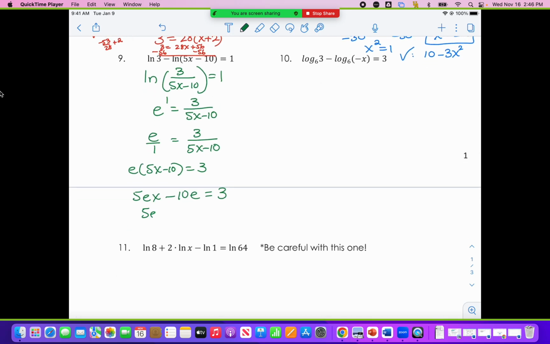So now I'm trying to solve for x. So you're going to add 10e. 10e is a number. It's 10 times 2.7. And then I'm going to divide both sides by 5e. So x is 3 plus 10e over 5e. You may not cancel the 10e and the 5e because the 10e is a term. And because I did do the calculations and it was like 2.22, it does in fact check.